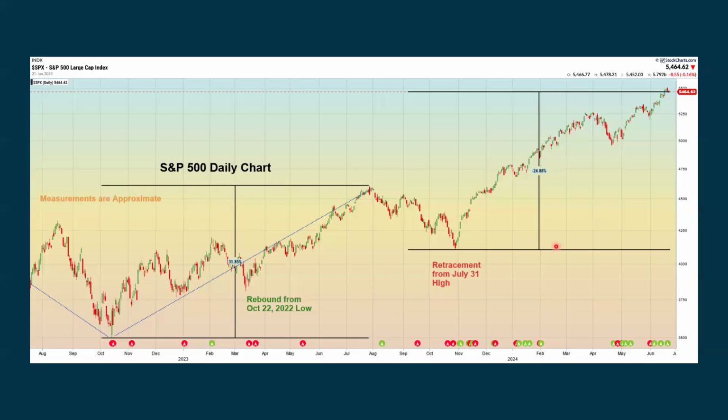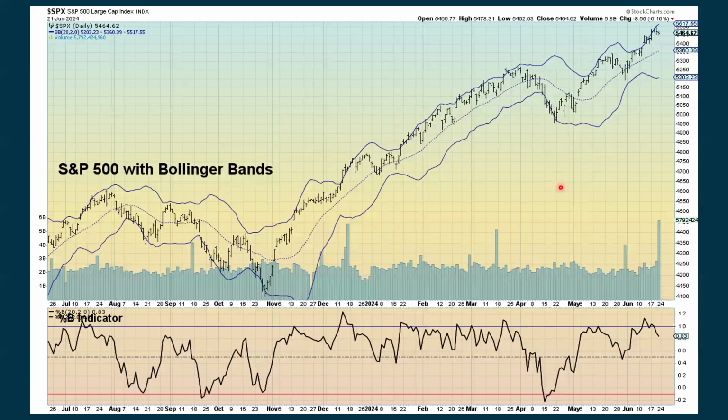And here's some measurements going from the low that we set back in October of 2023. And as of Friday's close, we're up 24.88% from that low set last October.